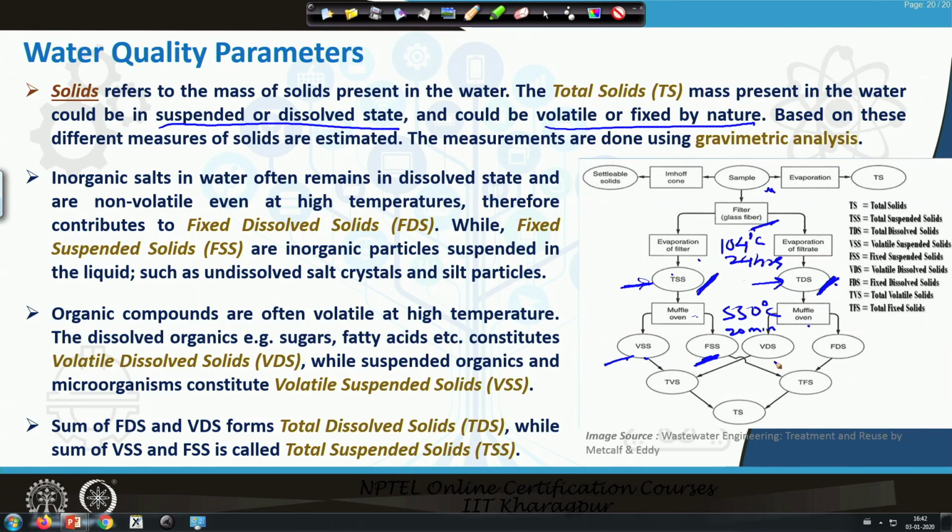Similarly, for the dissolved solids also, we get the volatile dissolved solids and fixed dissolved solids. Now, we can sum up those suspended parts, and we can get the total fixed solids and total volatile solids, and summing these two we can get the total solids.